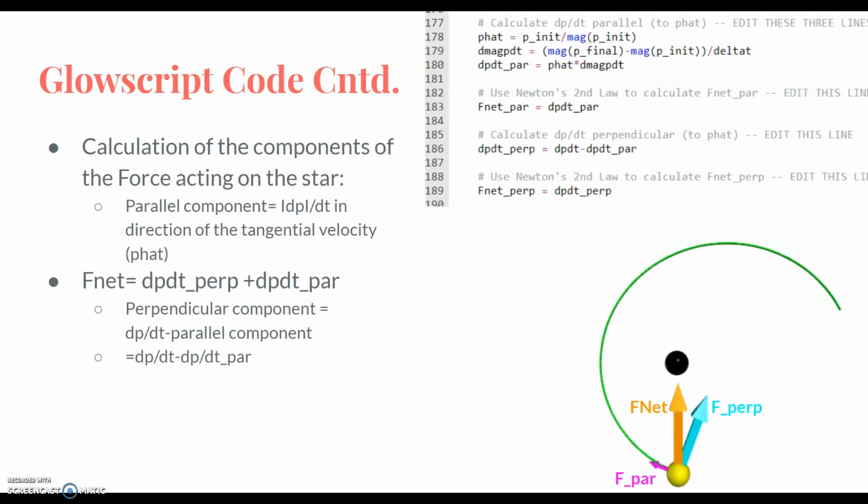We then calculated the components of the force acting upon the star in the parallel and perpendicular directions, which are the two arrows you can see in the bottom right, indicated in blue and pink. The parallel component is equal to the magnitude of the change in momentum over the change in time in the direction of the tangential velocity of the star, which is p hat. The perpendicular component is equal to the net force minus the parallel component, because we know that the net force is equal to the perpendicular component of the change in momentum plus the parallel component of the change in momentum.